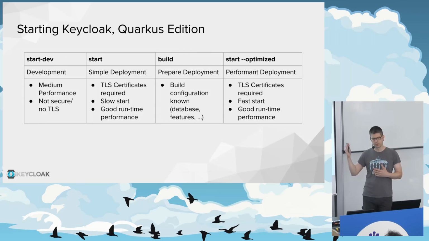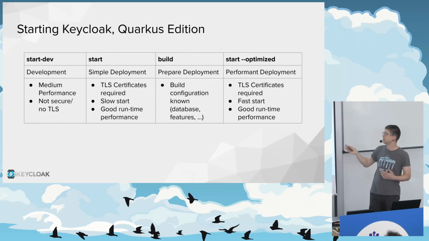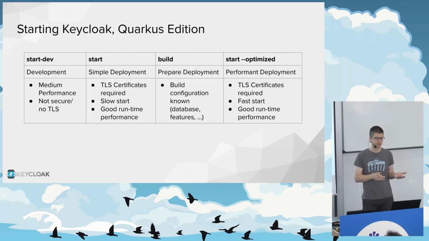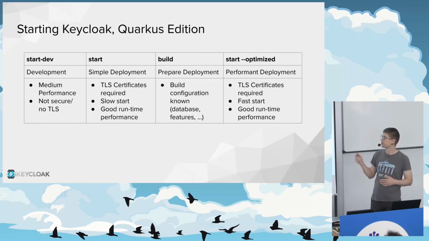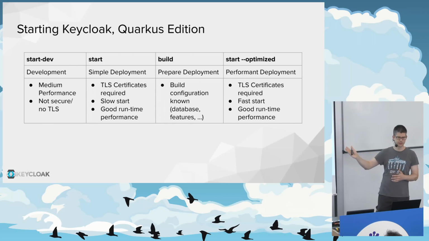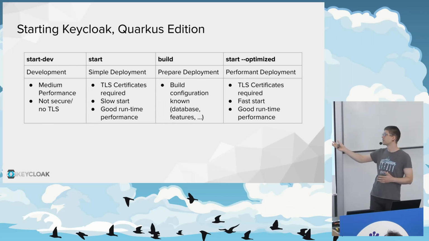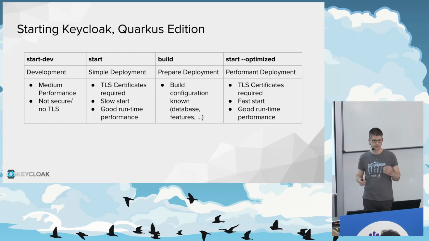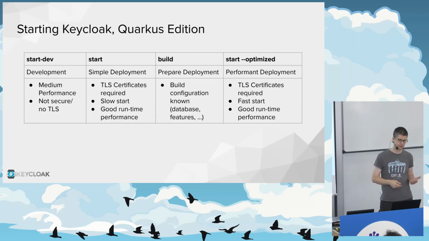If you used versions of Keycloak before 19, there was a WildFly distribution. Now it's based on Quarkus, and in Quarkus you have four main start commands to start Keycloak. One is for development mode, where you don't need a TLS certificate. There's the start mode, where we ask you to really deploy Keycloak with a TLS certificate because it's a best practice. It's also better runtime performance.